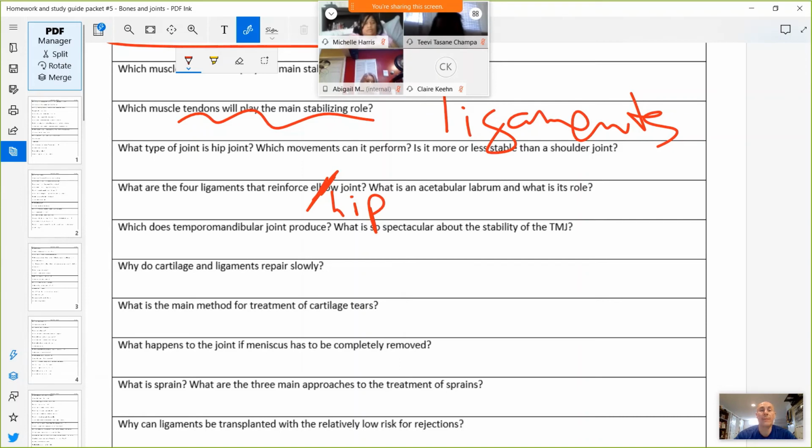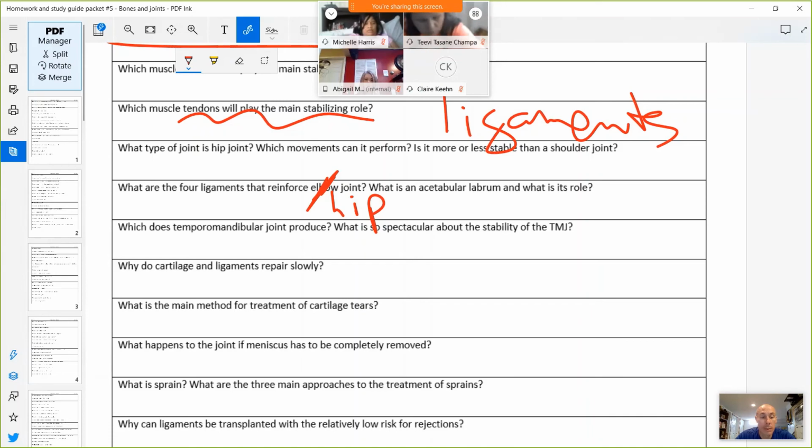Temporomandibular joint: which movements does it produce? Depression, elevation, protraction, retraction, gliding, lateral gliding. Stability: one of the least stable joints in the human body.